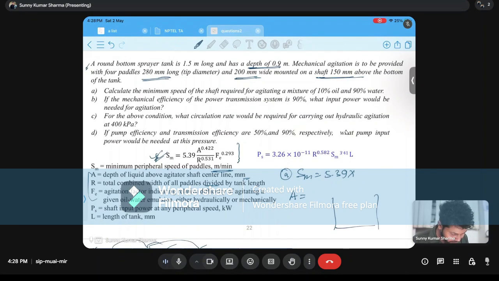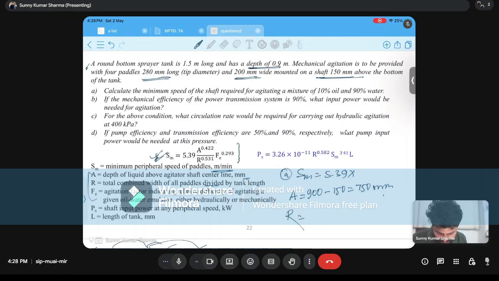Suppose this is tank and this is agitator. So A value is this one. So total depth is 0.9 meter, and the shaft is mounted at 150 mm. So what is the value of A? If you are writing in millimeter, then it will become 900 minus 150, so this is 750 mm. So A value you obtained as 750 mm, and next variable is R.